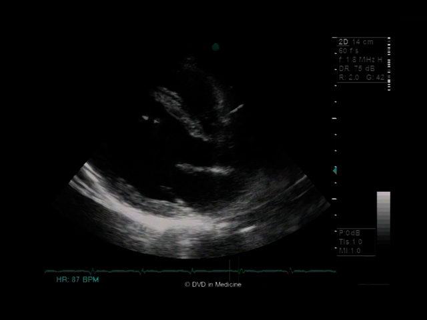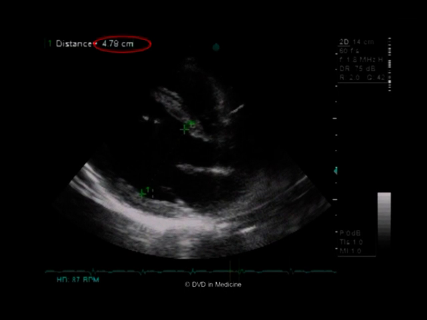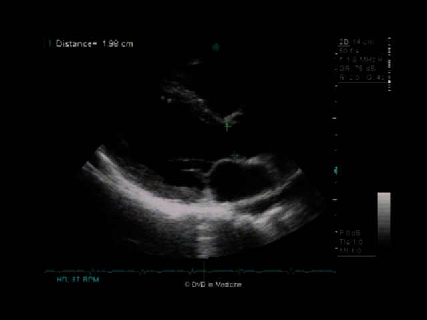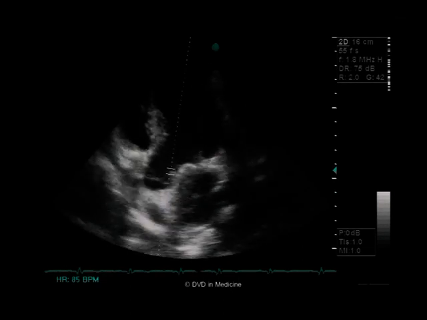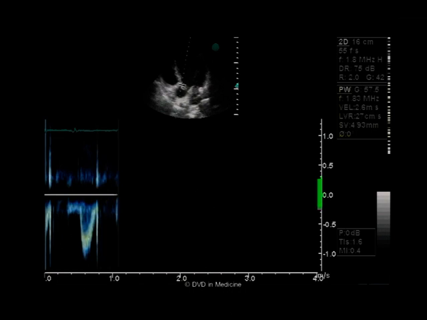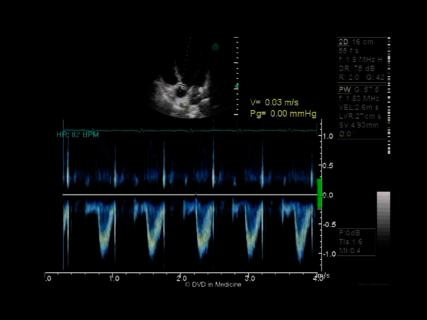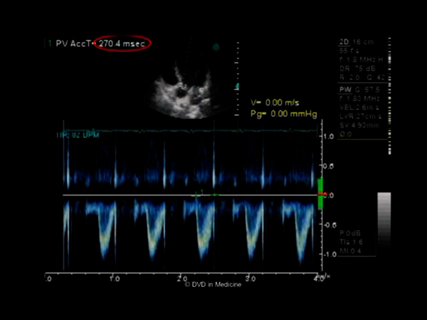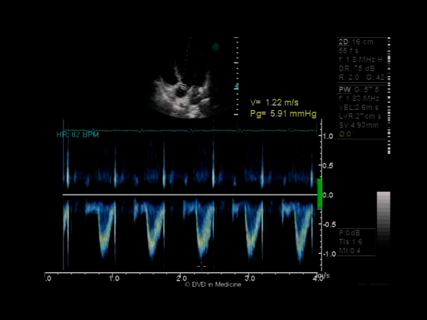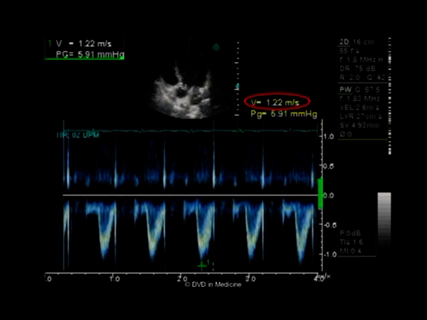Calculating ejection fraction with the Doppler method. The left ventricular diastolic dimension is 4.8 centimeters. The outflow tract diameter at the base of the aortic leaflets is 2 centimeters. The systolic flow duration is 27/100 of a second. The maximal velocity of the flow is 1.2 meters per second.